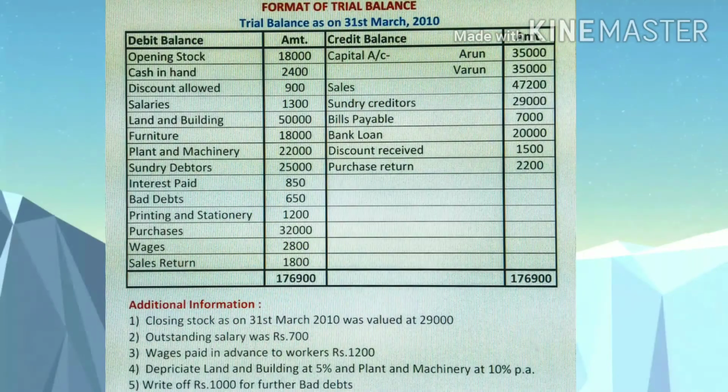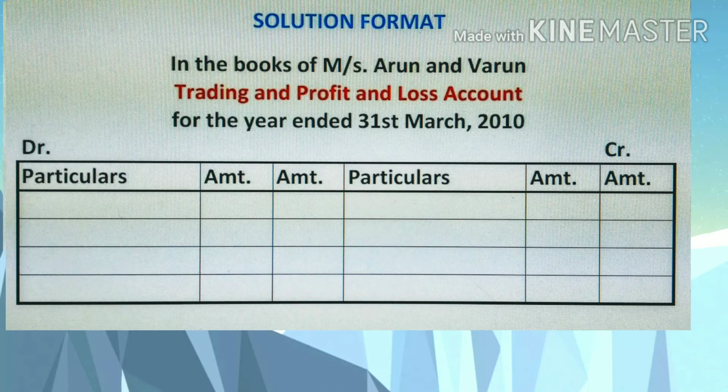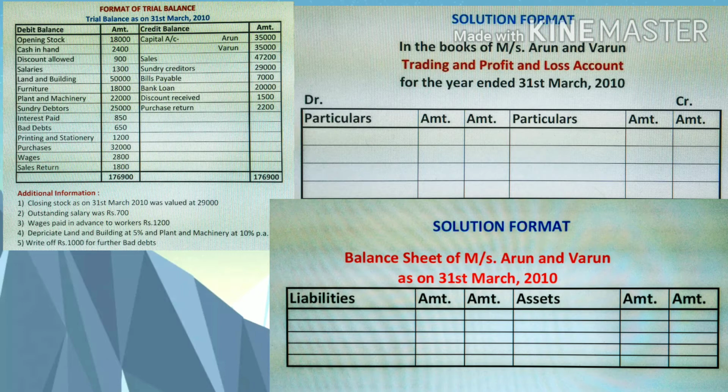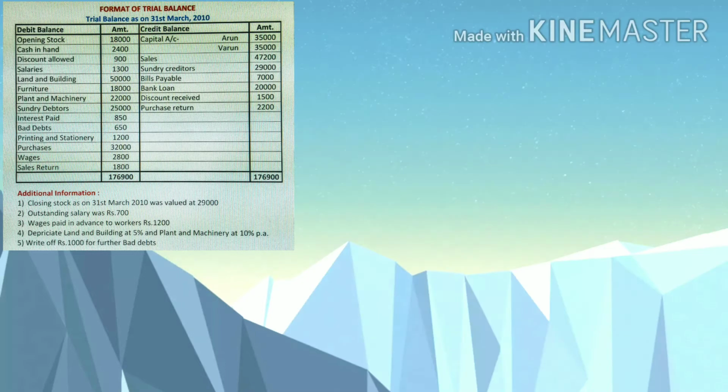For this question, you will be given a trial balance, which includes debit and credit balances of ledger accounts, and additional information below the problem, which is also known as adjustments. You have to prepare the trading and profit and loss account and balance sheet from the trial balance. After drafting, just follow the simple steps which I will show you in this video.